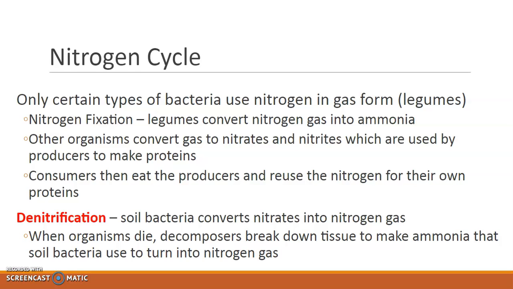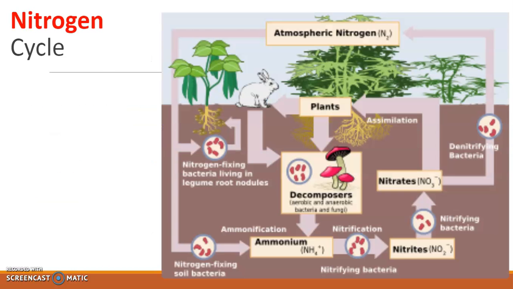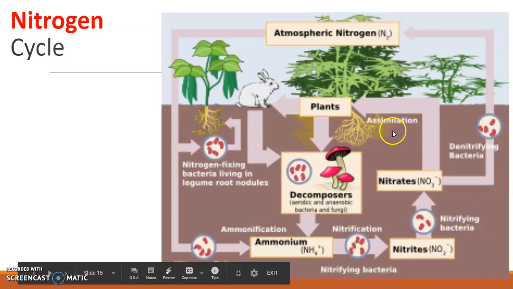Denitrification is when soil bacteria convert nitrates into nitrogen gas. So it goes the other way around: we turn something solid into gas. And when organisms die, decomposers break down our tissue to make ammonia, and then bacteria turn that into gas. So there's a whole cycle to this.